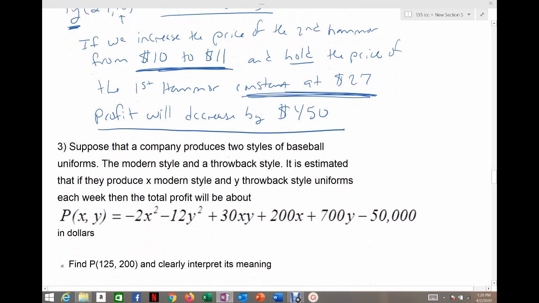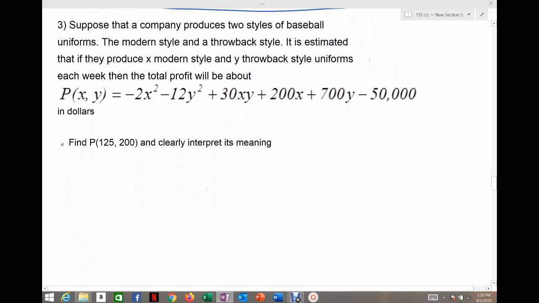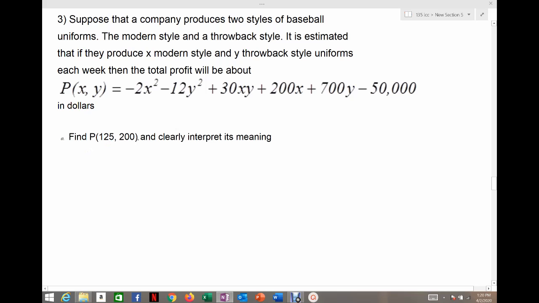The next example we're going to kind of set it all up. So the first one is fine. We've got a company that produces two styles of baseball uniforms, a modern and a throwback. So X represents the modern, Y represents the throwback style. This is my equation for profit. And so the first one, there's no derivative. It's just the profit at my X value 125, my Y value 200.